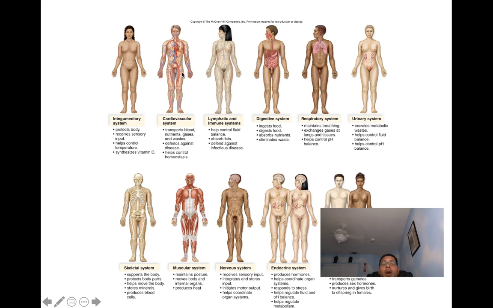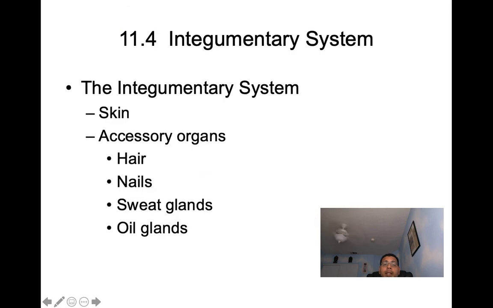Cardiovascular next: heart, blood vessels, and the blood. And here you can see its functions. So I want you to go through again every single one of these systems and make sure you understand that. Next we can move along with the integumentary system, the first system.